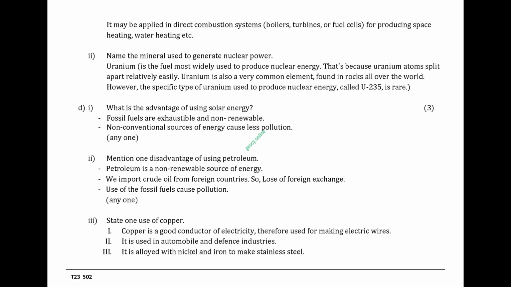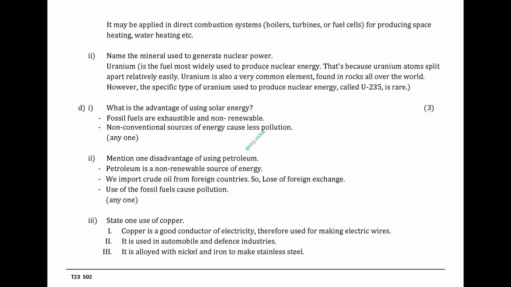Name the mineral used to generate nuclear power. Uranium is the fuel most widely used to produce nuclear energy. That's because uranium atoms split apart relatively easily. Uranium is also a very common element, found in rocks all over the world. However, the specific type of uranium used to produce nuclear energy, called U-235, is rare. What is the advantage of using solar energy?